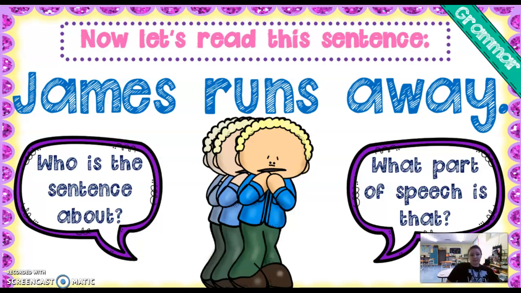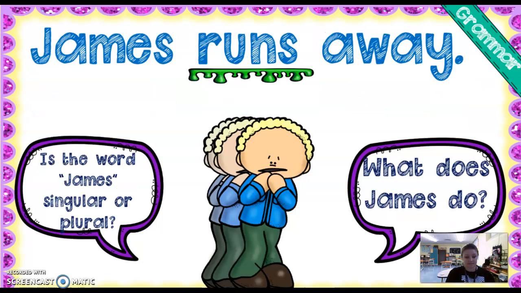This sentence, a little bit longer, but still a short sentence, says, James runs away. Who is the sentence about? It's about James. What part of speech is James? James is a noun. Not just any old noun. James is a proper noun. Our action verb, the thing that he does in the sentence, is the word runs.